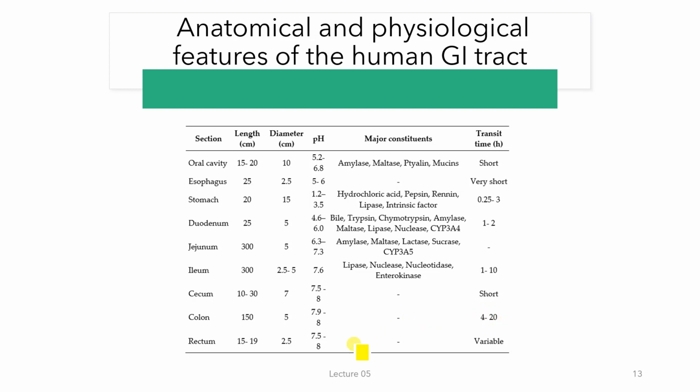The last region is the rectum, 15 to 19 centimeters in length, 2.5 centimeters in diameter, and pH is 7.5 to 8. And the transit time is variable. That means it differs from person to person, and it differs between the fasted and fed state as well.